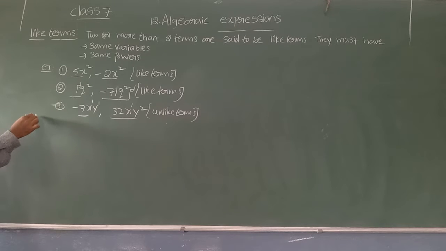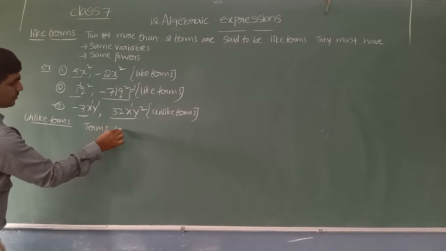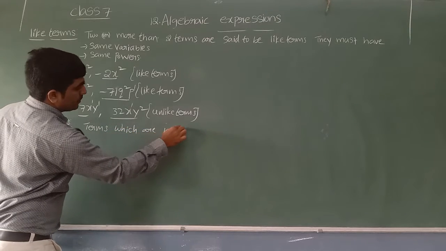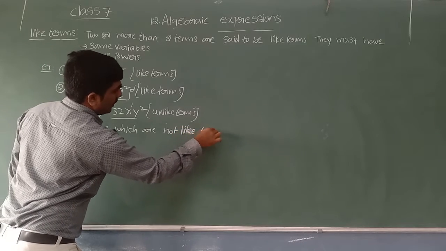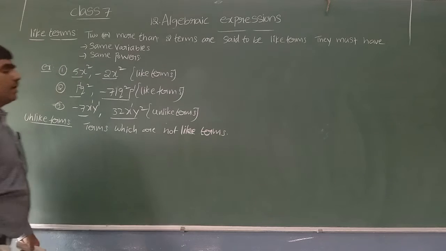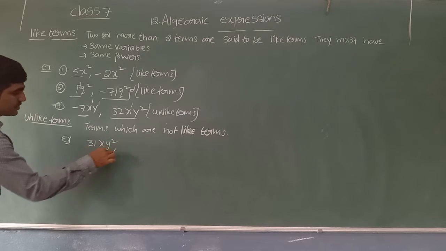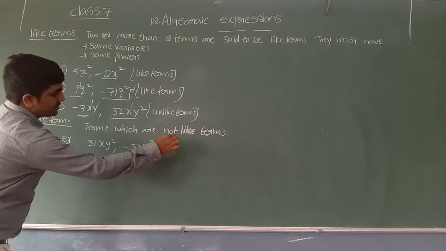Let's see here now. Unlike terms are different terms which are not like terms, meaning they do not have the same variables and the same powers. We can write: terms which are not like terms are said to be unlike terms. You can see one example here: 31xy square, comma, minus 32x square y square.